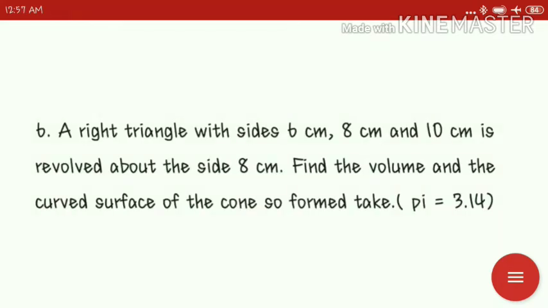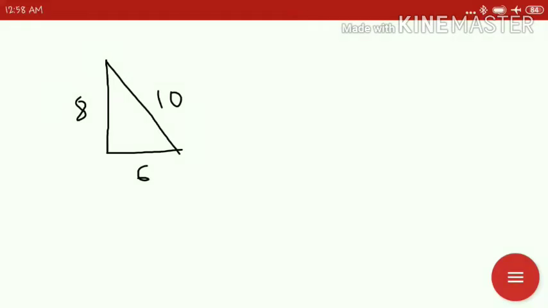Here is our sixth question. Read it carefully. You will see that it has been mentioned to take the value of pi as 3.14, and a right angle triangle with sides 6, 8 and 10 is revolved about the side of 8 centimeter, and you need to find out the volume and the curved surface area of the cone so formed. So do it by yourself. Now it's time for the solution.